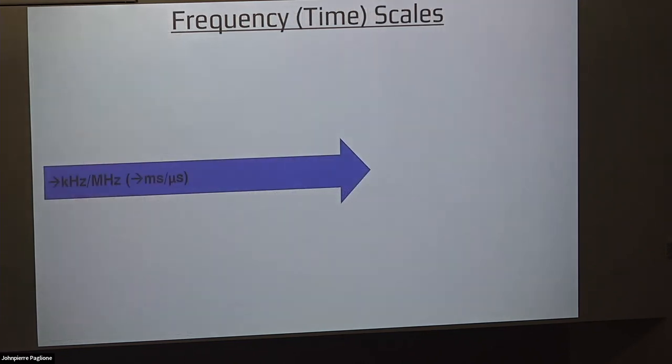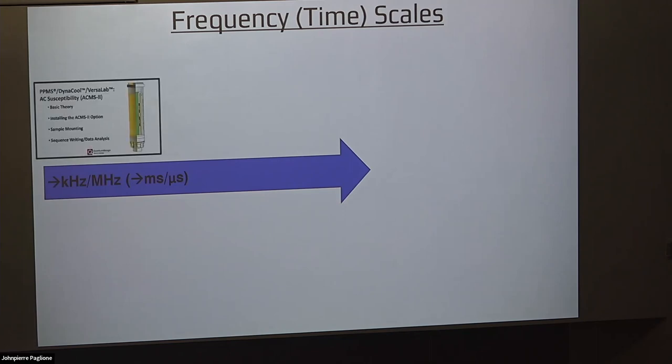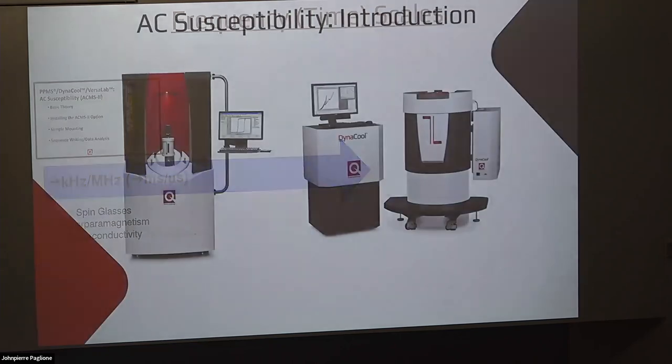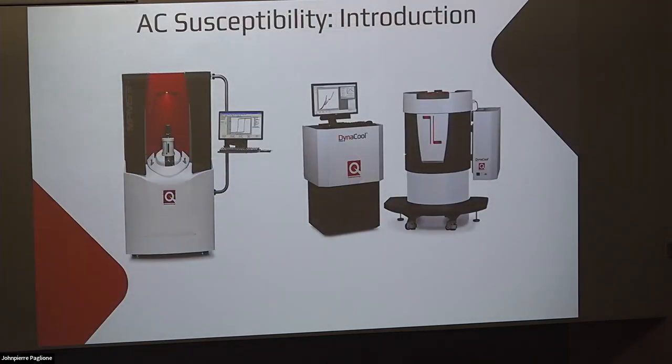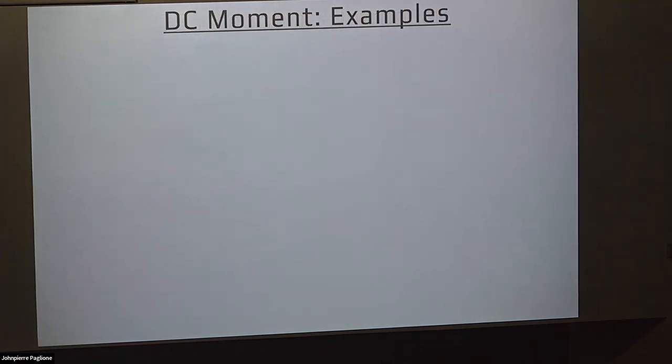In fact, that's the transition now into AC measurements. So let's go up in the frequency scale a little bit: the millisecond, microsecond range, our AC susceptometer. We'll just generally talk about AC susceptibility, which is great for measuring spin glasses, superparamagnets, and superconductivity, just to mention a few. So again, we have AC options for both systems. Let's just talk about them generally.